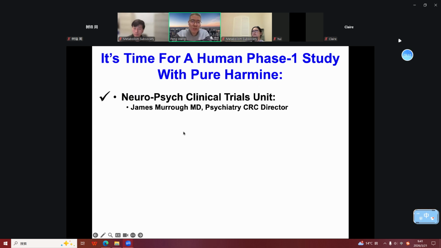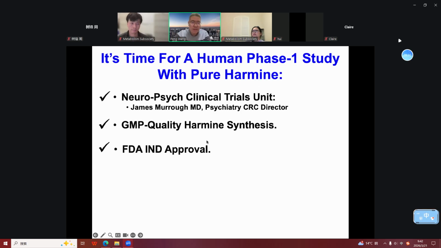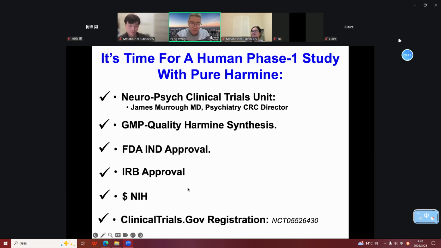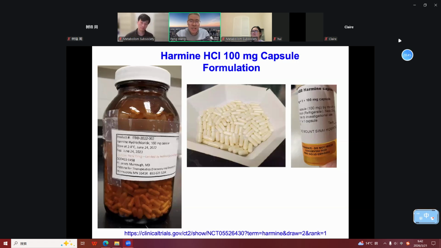So this clinical trial was conducted by Dr. Marot from Mount Sinai, and we also produced this GMP quality harmine, got FDA approval, and got Arabic approval. We got money from NIH. Actually, NIH is very generous and very much supports this kind of clinical trial. We also registered the clinical trial, and this is the pure harmine formula.